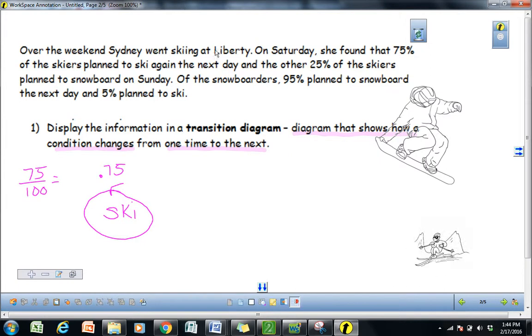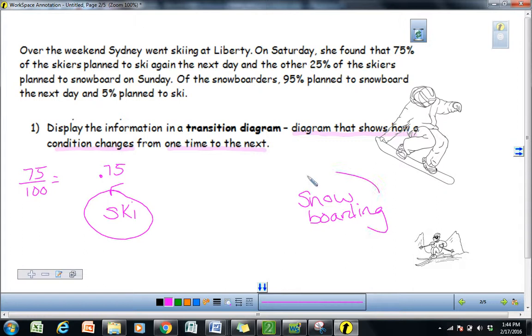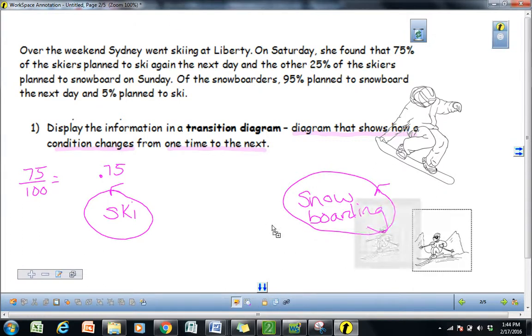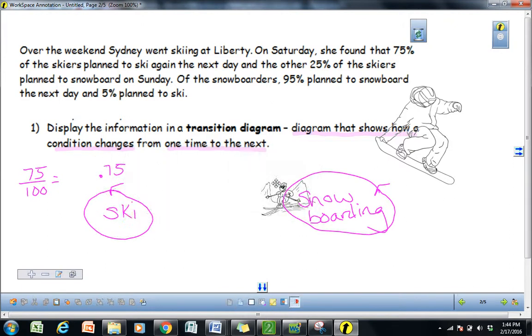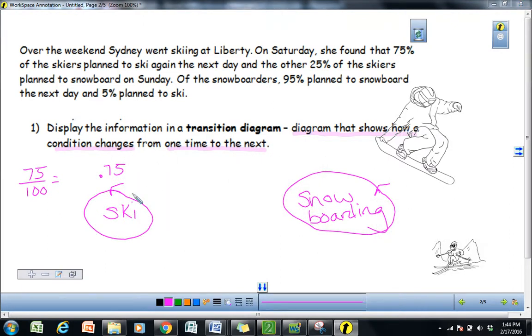So let's draw our snowboarders over here. And we have some that are going to stay there. I don't know what percent yet, so let me draw my circle with my arrow. And from skiing to snowboarding, I'm going to draw an arrow to represent that. And how many are going? 0.25. And notice 0.75 plus 0.25 add up to 100. If they didn't give you one of those, you can find it by subtracting from 100.